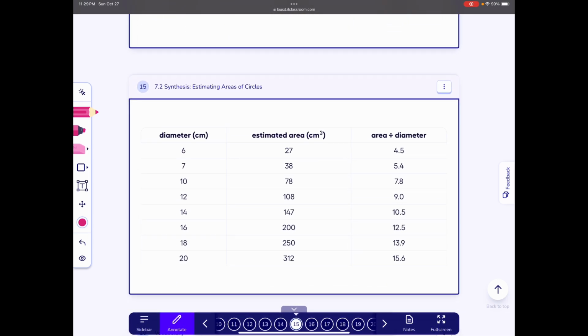Here you can see some more increasing rates. Here's what I mean by area over diameter. Area over diameter is increasing. That means area, this number, is increasing at a faster rate.